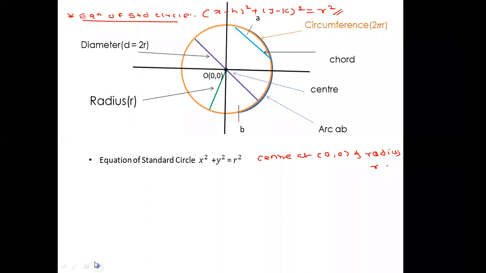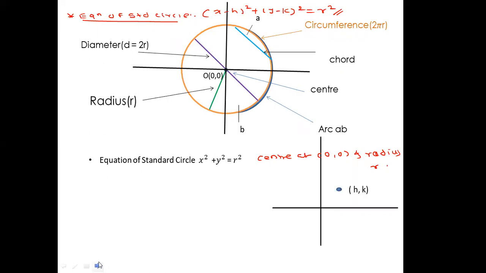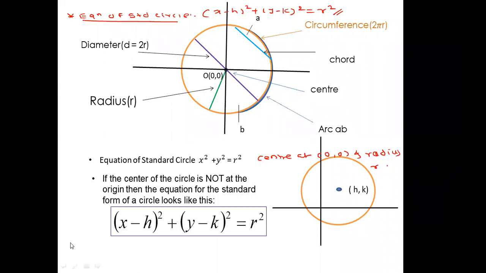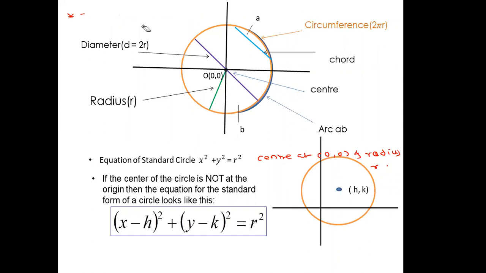Okay. Then next we will see the equation of another circle. Suppose some point, y axis is absent. So you got that the equation is, if the center is (h, k), then the equation of the standard circle looks like this. And what is the equation? X minus h bracket square plus y minus k bracket square equal to r square. It's the equation of standard circle.